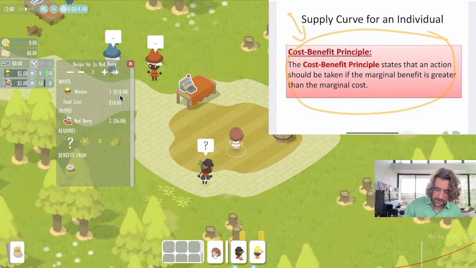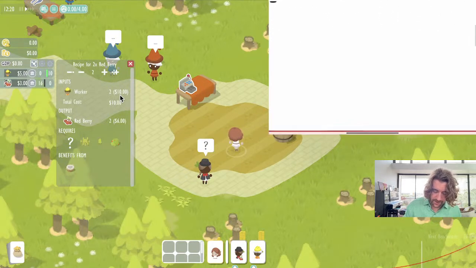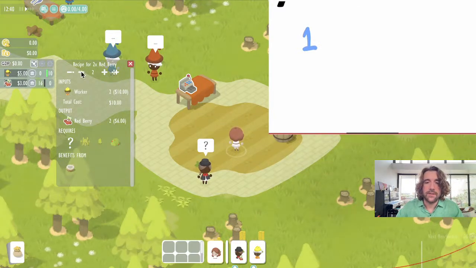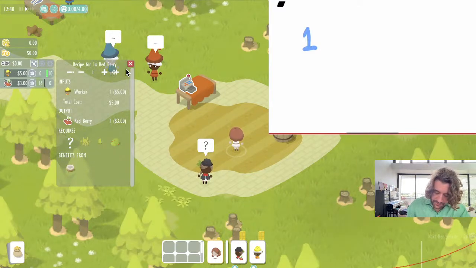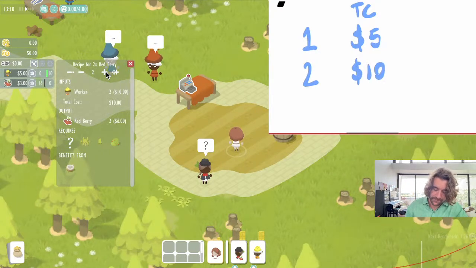I might actually use my slides here to show this concept. So I'm going to just zoom in right here, and I'm just going to look at this. So when I go from one unit, the cost was $5. So that was the total cost. I'm going to call it TC. So the TC was $5 to produce the first unit. If I produce the second unit, the total cost goes up to $10, as you can see on the screen.